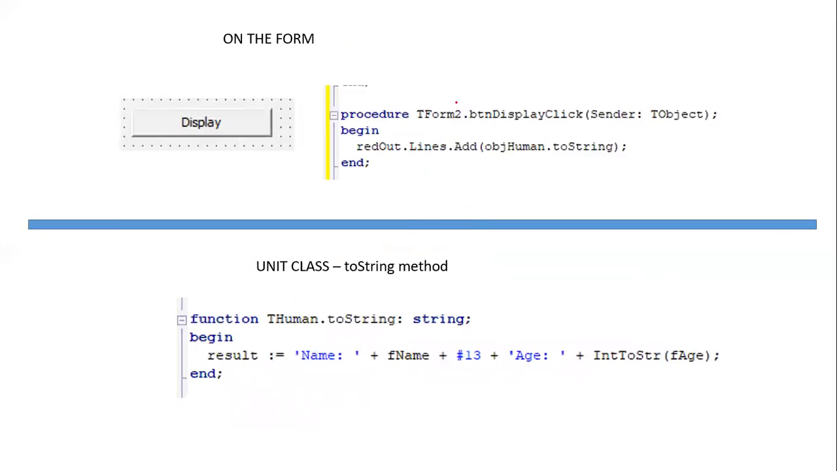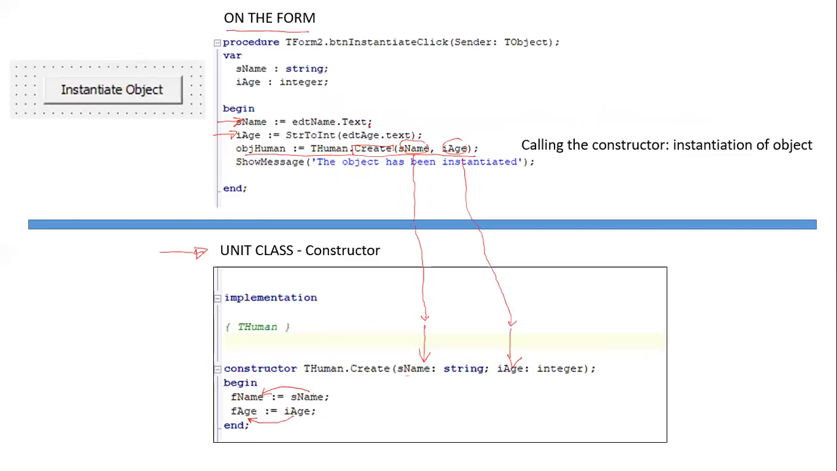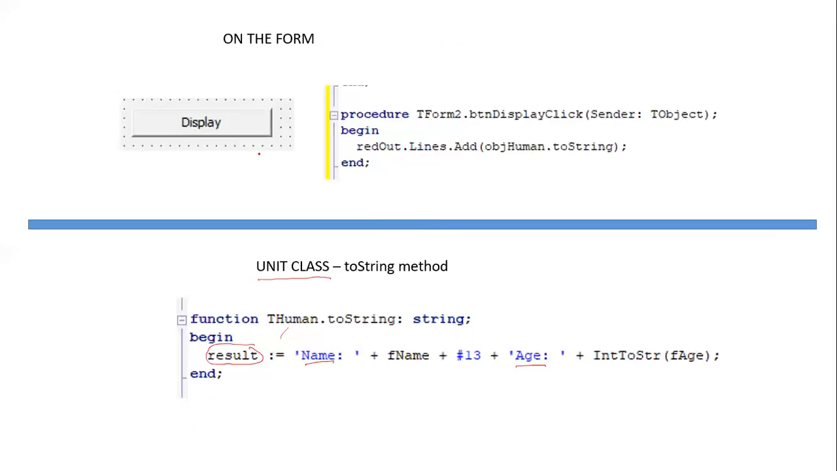Let's look at the display. The display, this was on the unit in our tHuman class, the toString. Recall we had headings, and we are returning through result. We are returning this, the name or the heading, the age or the heading, both on different lines. So having instantiated the object, which takes place here, we can now use it.